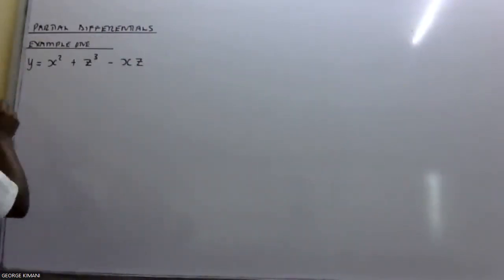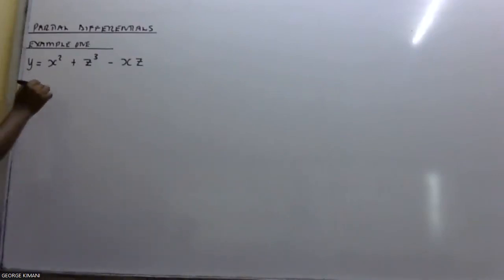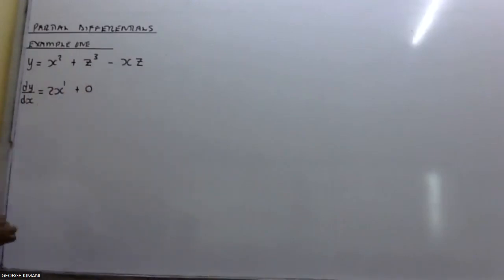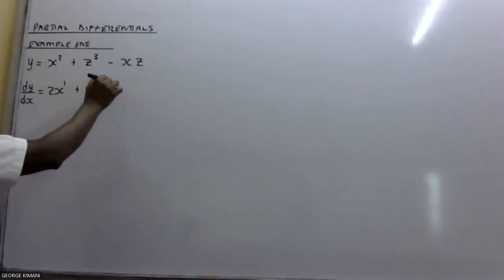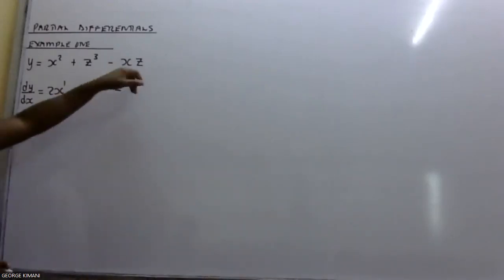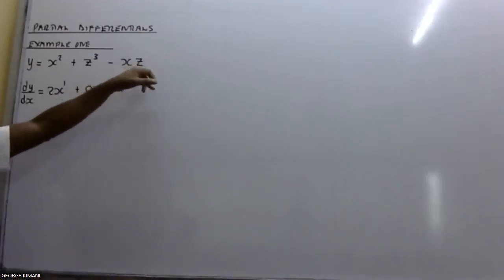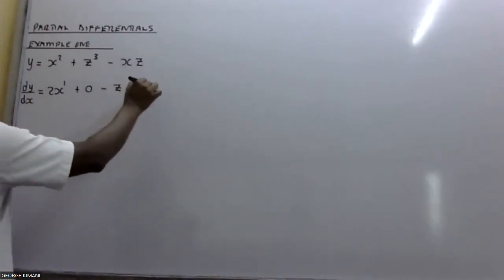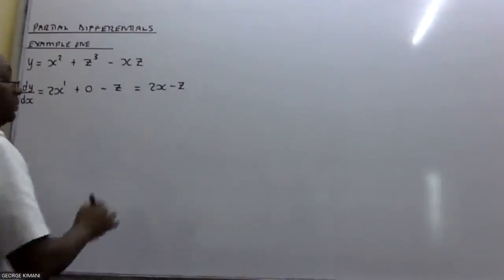So the first partial will be the differential of y with respect to x. This one will become 2x raised to power 1, or just 2x. Now this one will become 0 because it does not have x. Then this one will just remain z because this x, when you differentiate it, becomes 1. So 1 times z, we are just left with z. In other words, this one settles as 2x minus z.